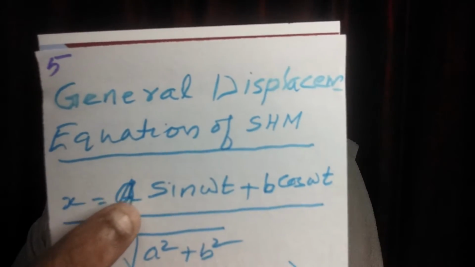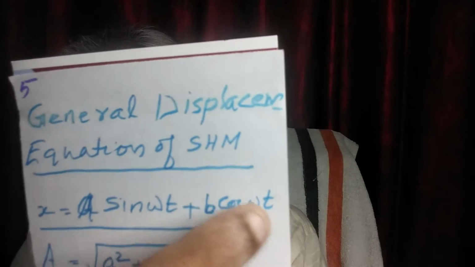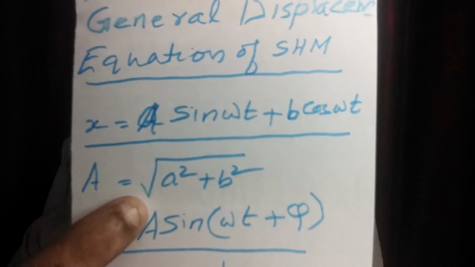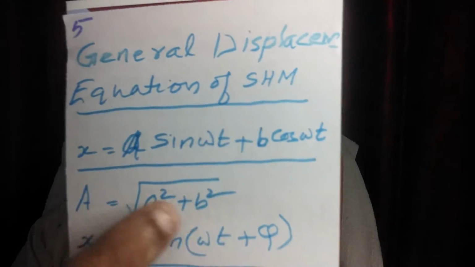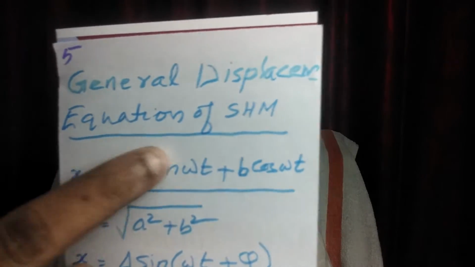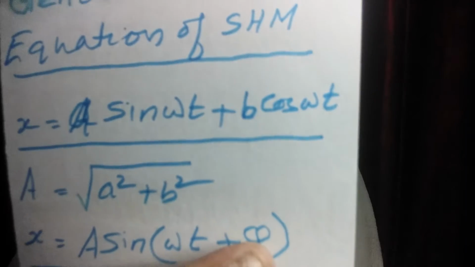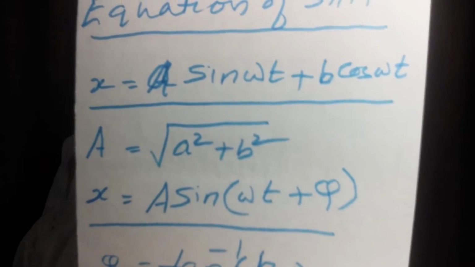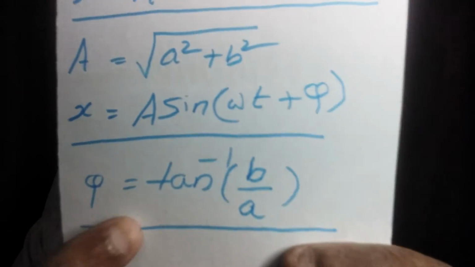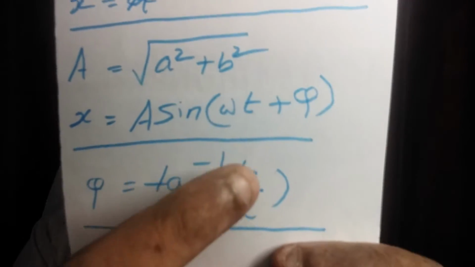x equals small letter a sin omega t plus b cos omega t. If the displacement equation is in this form, amplitude of the vibrations is given by capital A equals square root of a square plus b square. And we can simplify this equation in the form x equals A sin (omega t plus phi). This phi is the epoch. This can be calculated using this formula: phi equals tan inverse b by a. You will see the application of this equation.